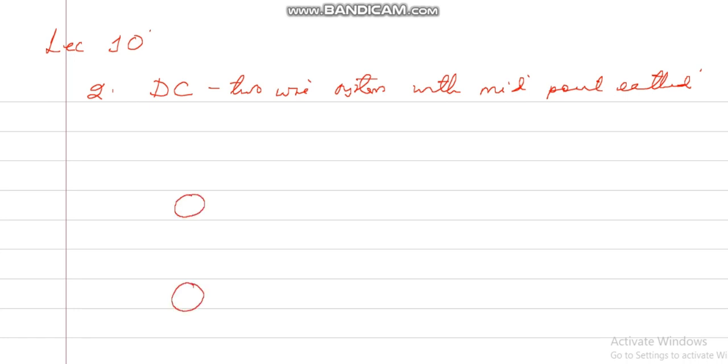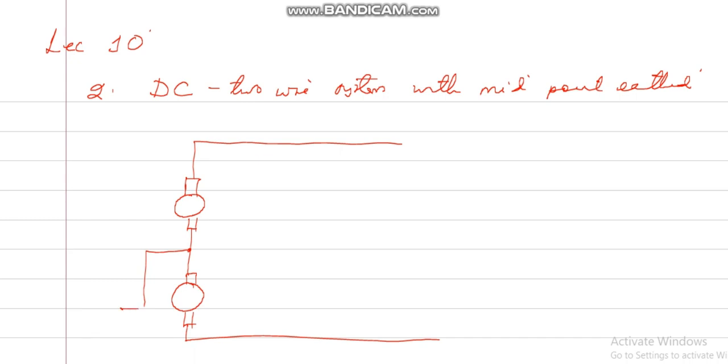Okay, this is one generator. This is the midpoint being earthed. And the voltage between any conductor and the ground is Vm, kama tulivyoona katika basis of our comparison. Now the voltage between the two outers will be twice of Vm.